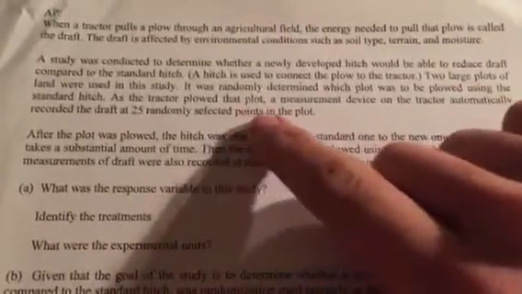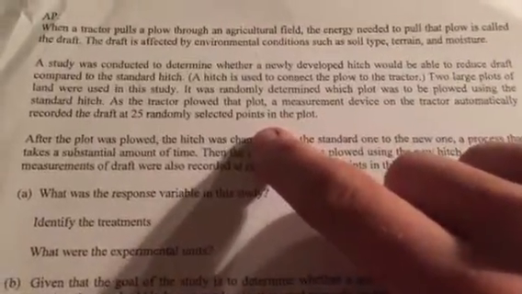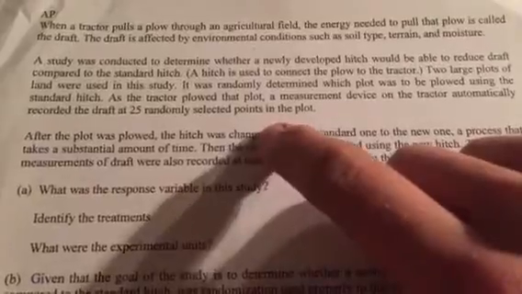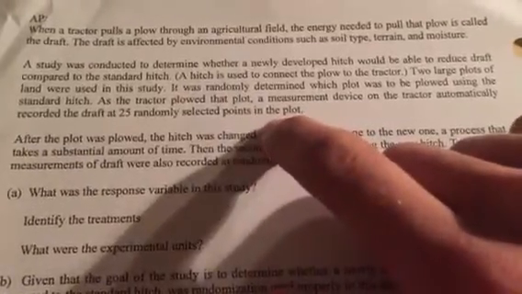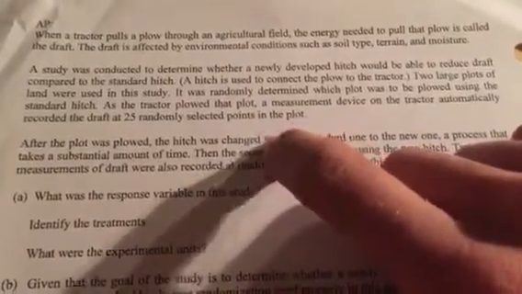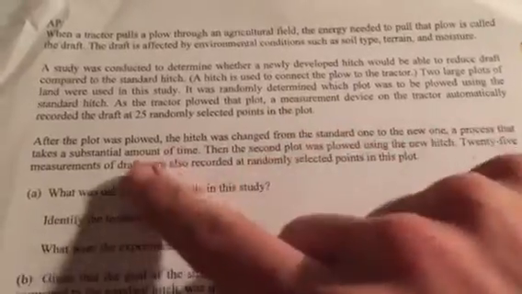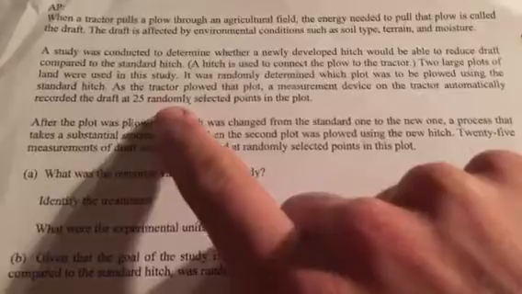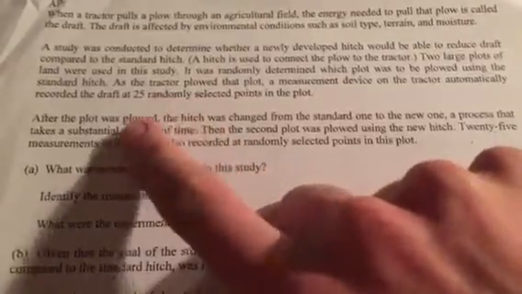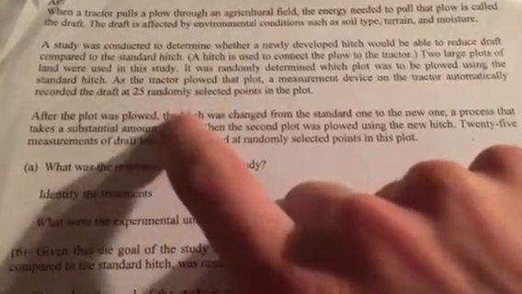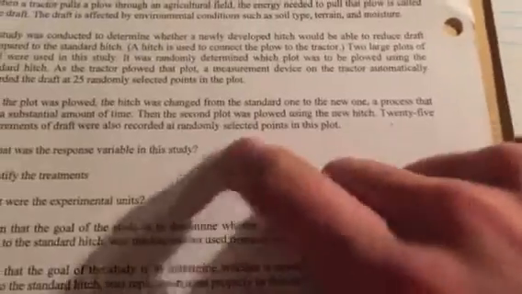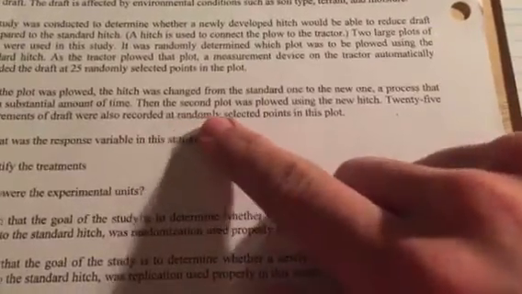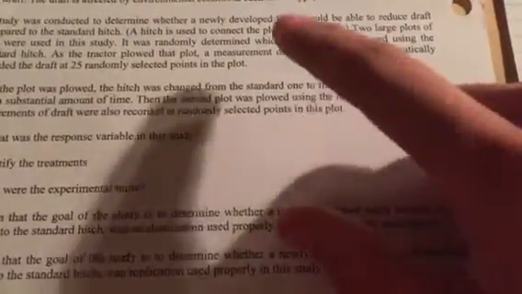And it even states in the question that it was randomly determined which plot was to be plowed using the standard hitch. As the tractor plowed that plot, a measurement device on the tractor automatically recorded the draft at 25 randomly selected points. This is also another example of randomization used in the experiment, because they randomly selected 25 points throughout the entire plot to record draft. And as you can see down here, they did the same when the second plot was plowed using the new hitch, so they basically replicated it.